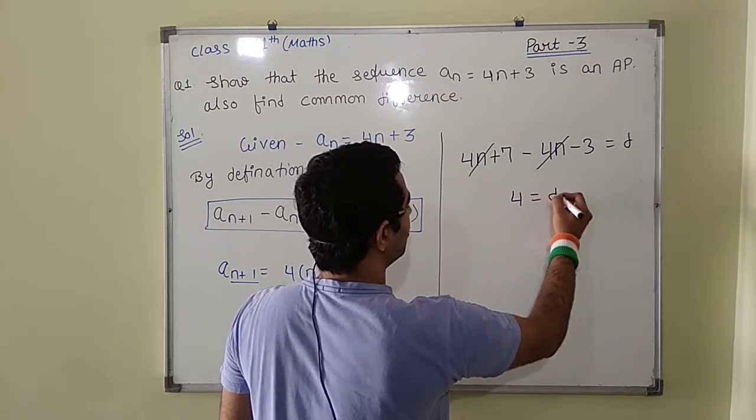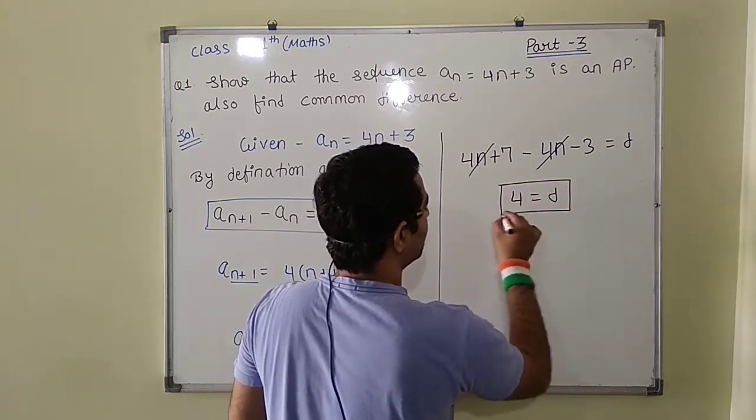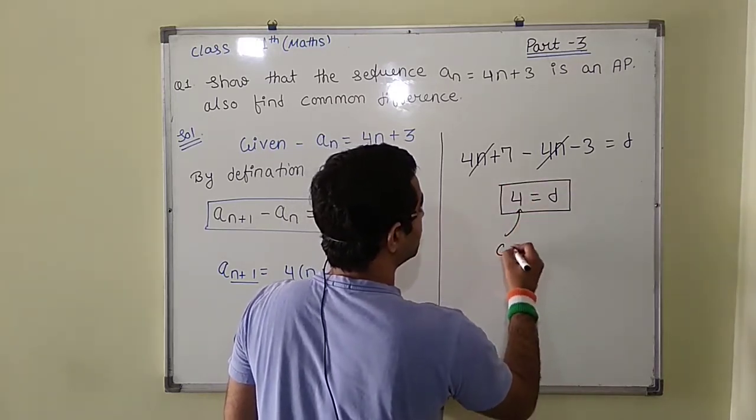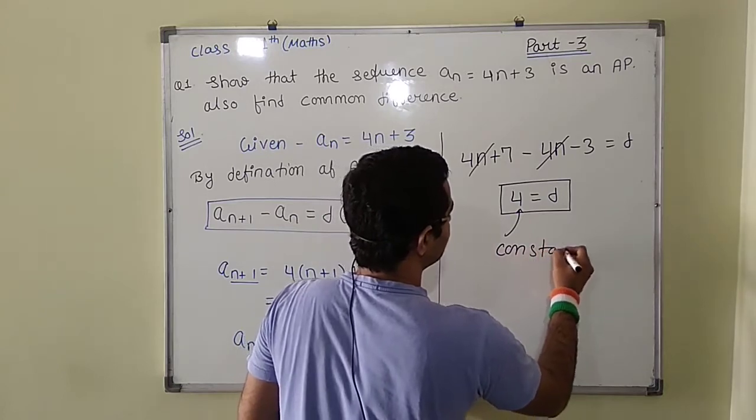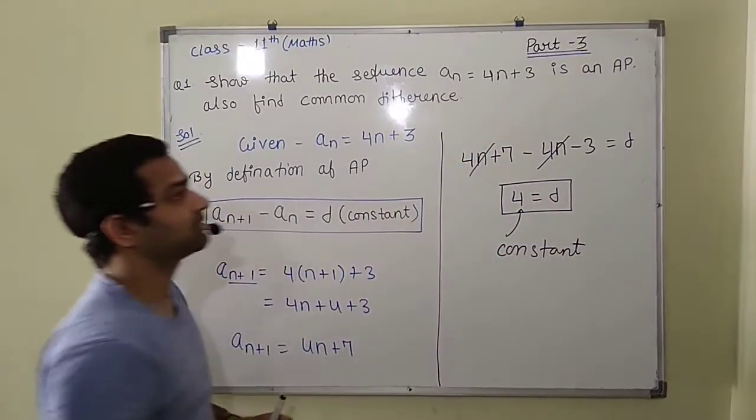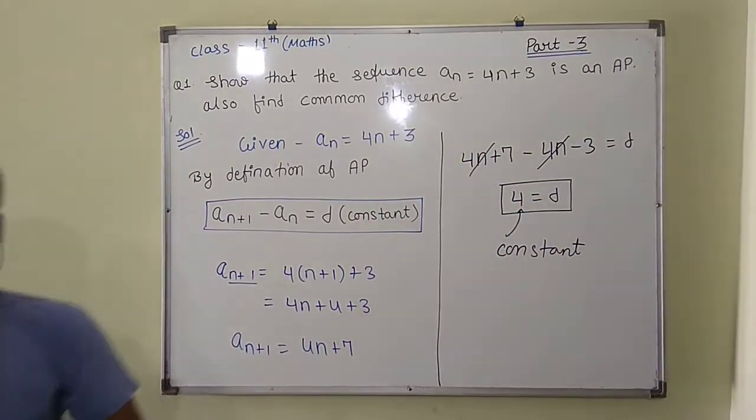So what is the value of d? Value of d is 4, and 4 is a constant. It means this series or this sequence is in AP. Next question.